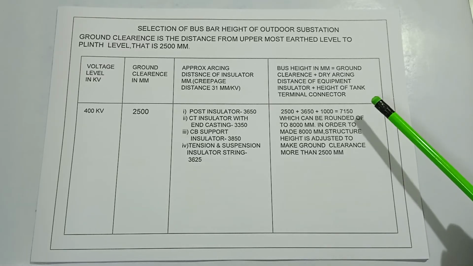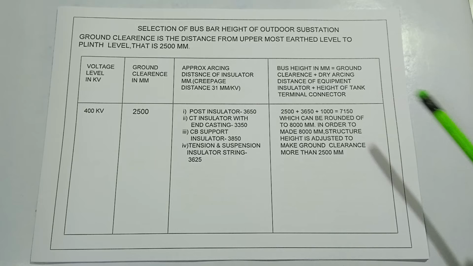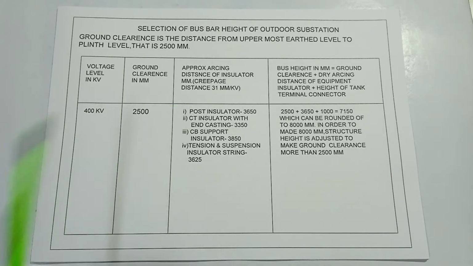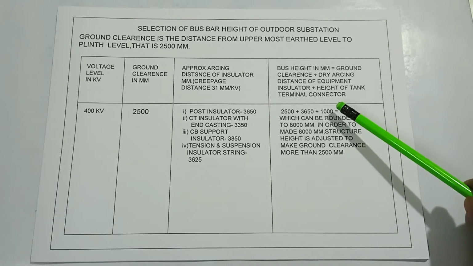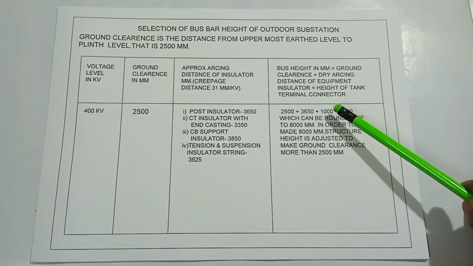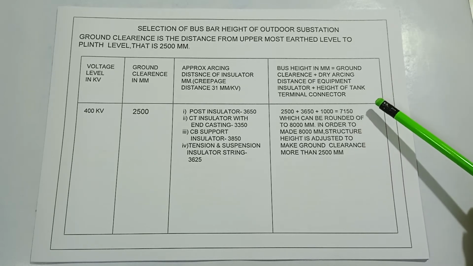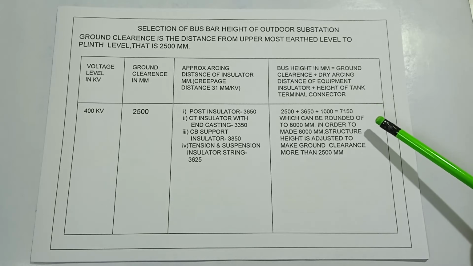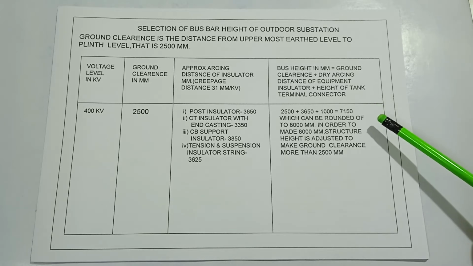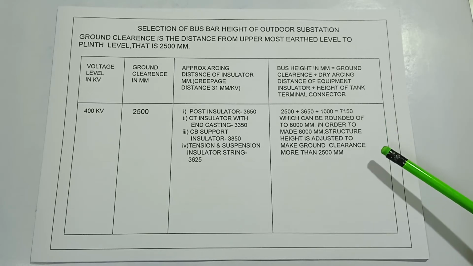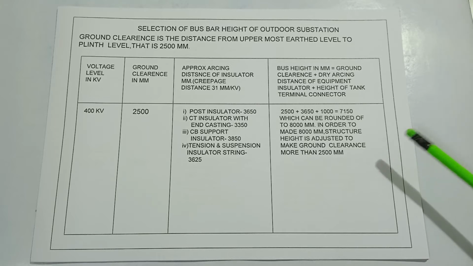Now it is added: 2500 plus 3650 mm plus height of the tank terminal connector 1000 mm, and then it is 7150 mm, which can be rounded up to 8000 mm. In order to make 8000 mm, structure height is adjusted to make ground clearance more than 2500 mm. Okay, next.